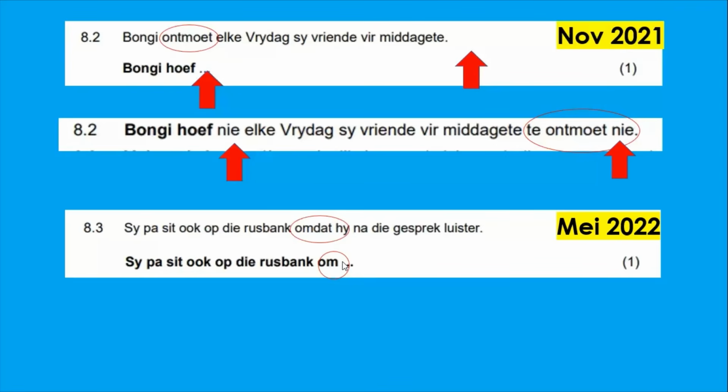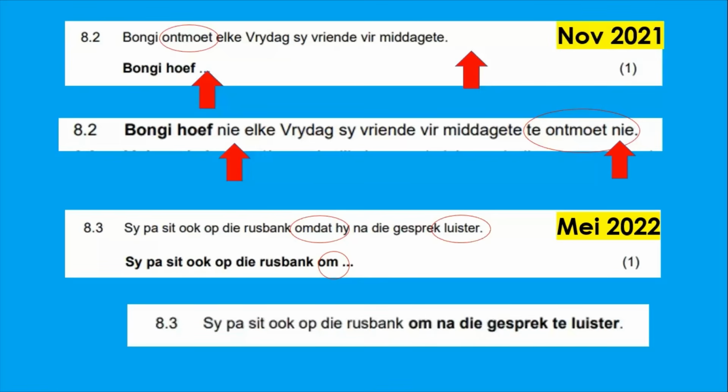And then we just go back to the basics. We look for our verb. What do we put in front of it? And that is it. Pause, see if you can do it. And let's look at the answers. Sy pa sit ook op die rusbank om na die gesprek te luister. So easy peasy. This is an om te question. We already have the om there. So we just had to put the te in front of the verb.